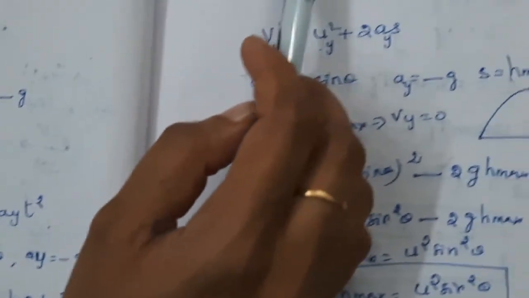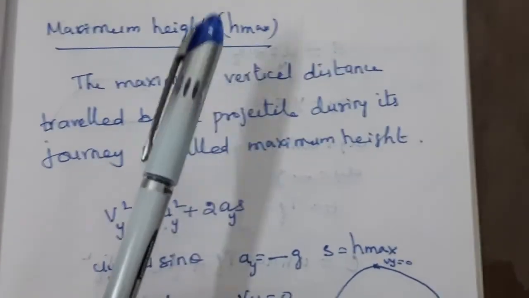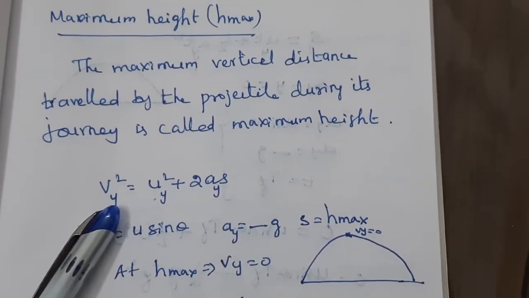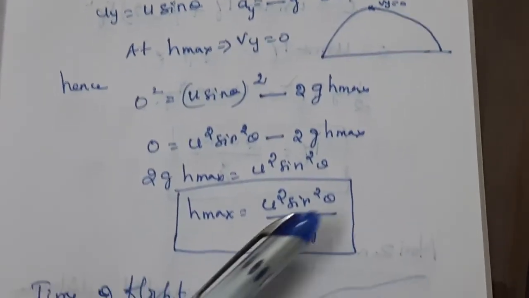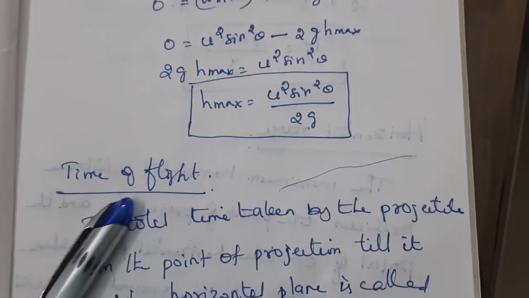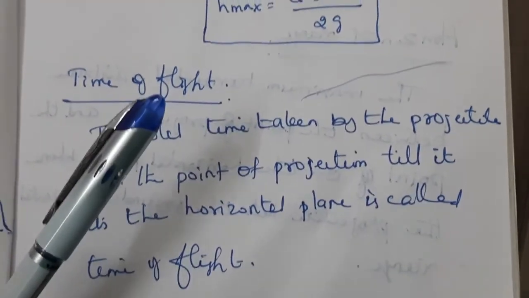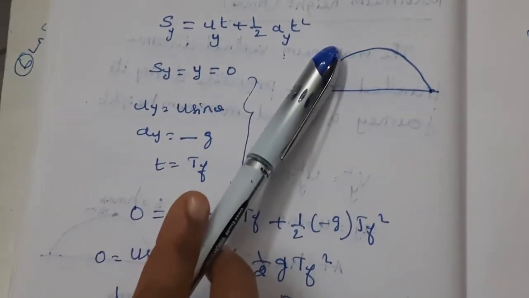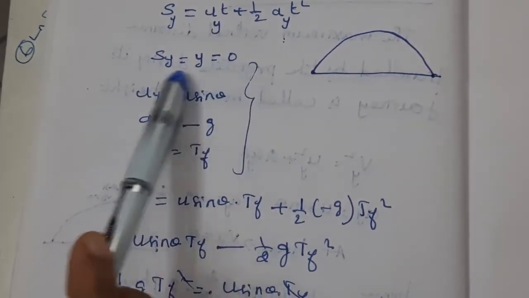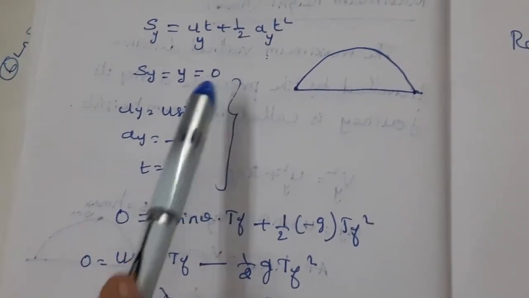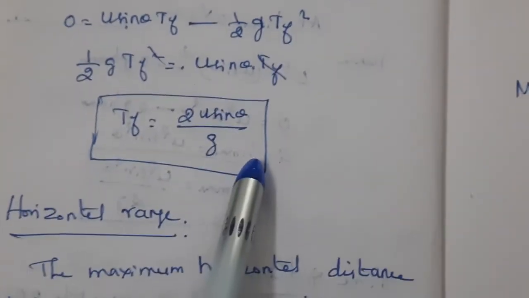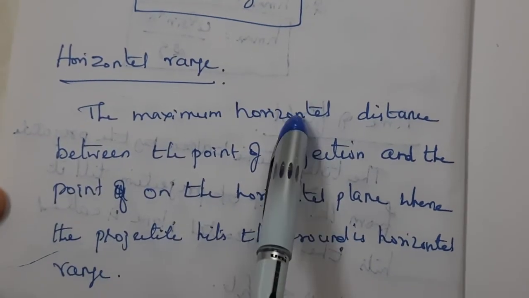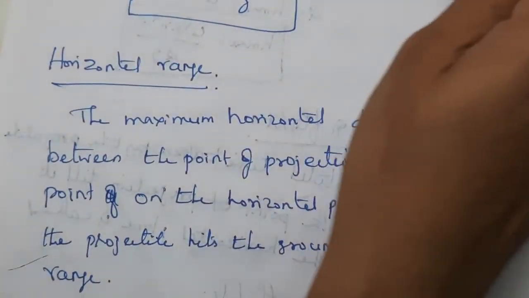The next, maximum height, h max. It can be obtained from the relation v square equal to u square plus 2as in the vertical direction. So h max is equal to u square sin square theta by 2g. Then time of flight. Time of flight is obtained from sy equal to uyt plus half ayt square. Here the sy, that is the net displacement, is equal to 0 and we got tf equal to 2u sin theta by g.